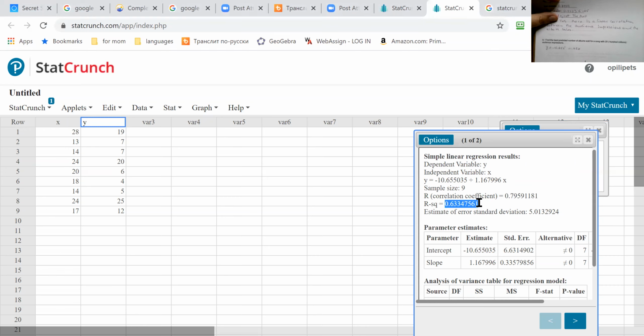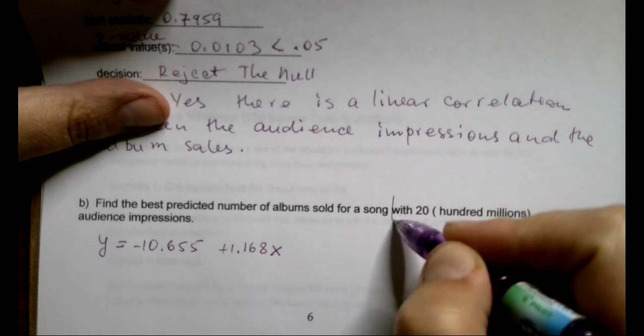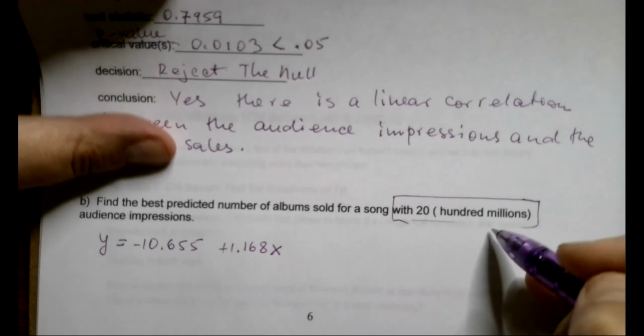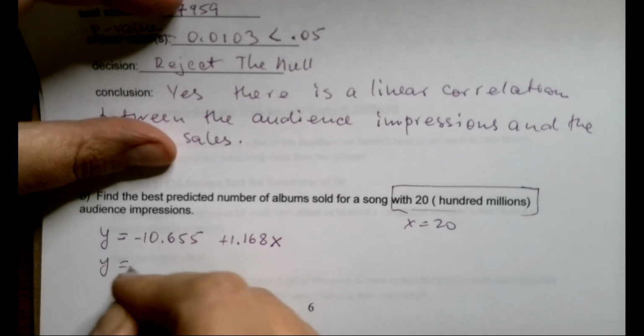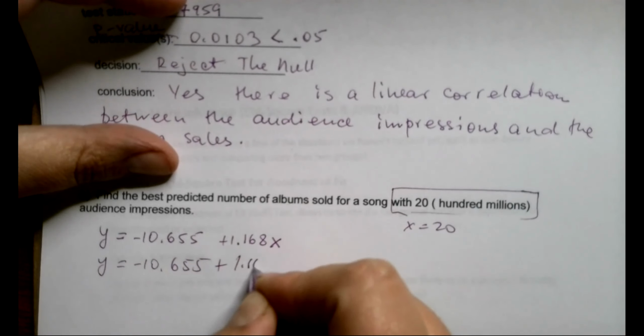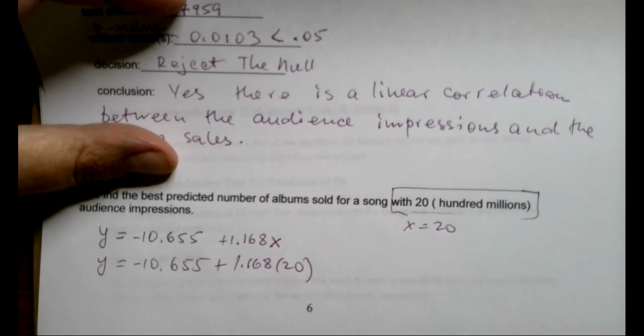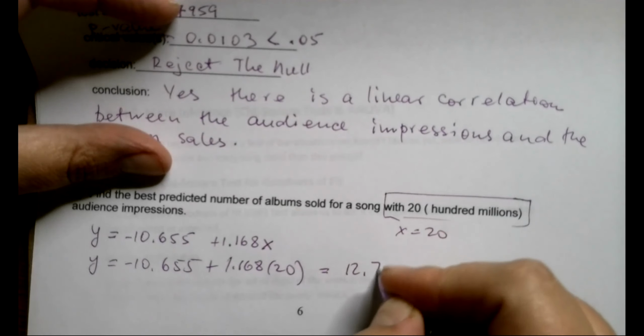But this is not why we're here. We actually needed this equation, and now we can complete our question. It says we have an equation. Now we have 100 million audience impressions. So X is 20, and we're going to put it into our formula. And let's see what we get. Okay, I got 12.705.